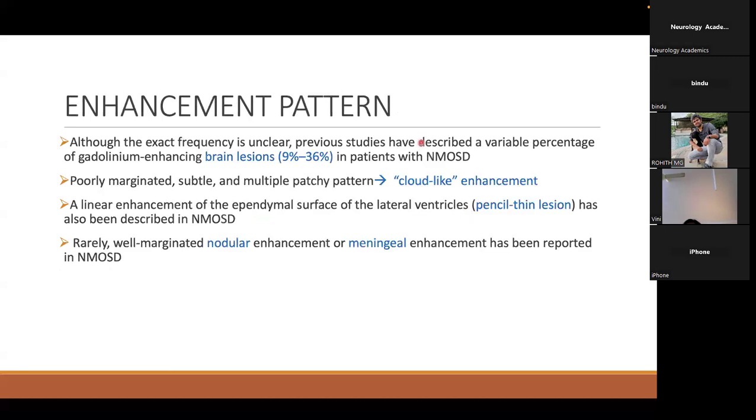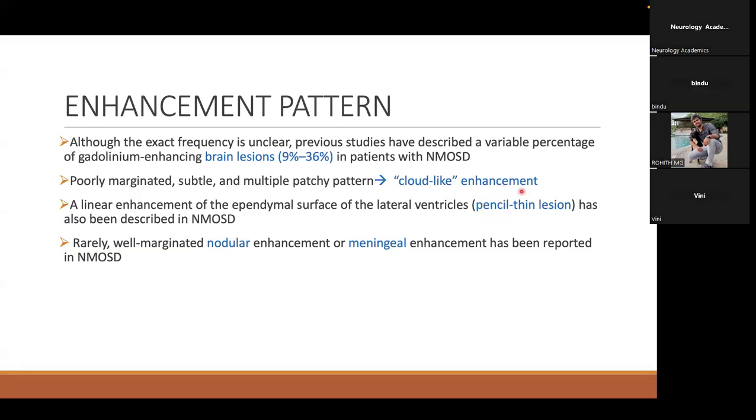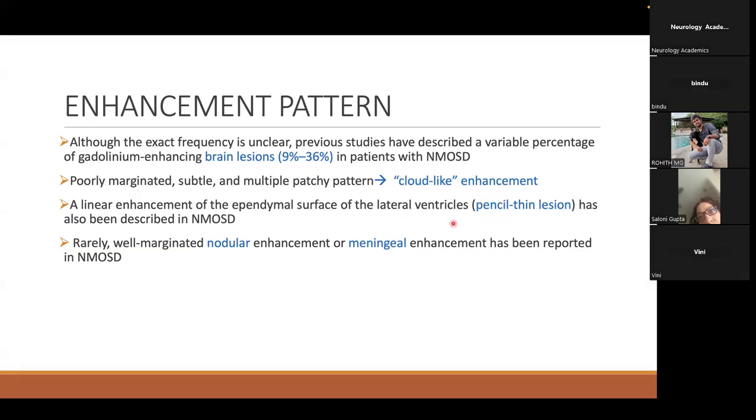And the enhancement pattern. In the brain, around 9 to 36% of the patients have enhancement. However, in the cord, around 90% of them have the gadolinium enhancement. And in the brain, the enhancement pattern is known as a cloud-like enhancement, that is poorly marginated, subtle, multiple patchy enhancement. And then along the ventricles, we can have the pencil thin type of enhancement.